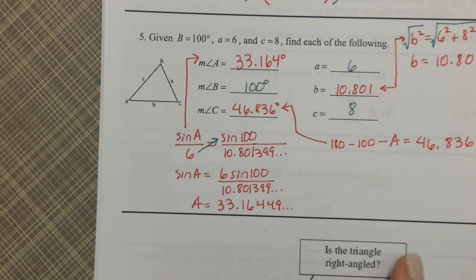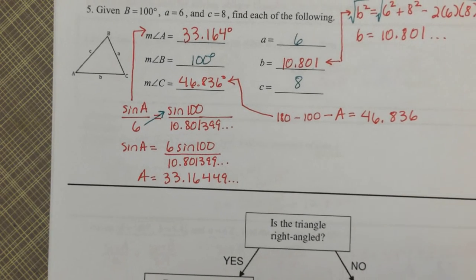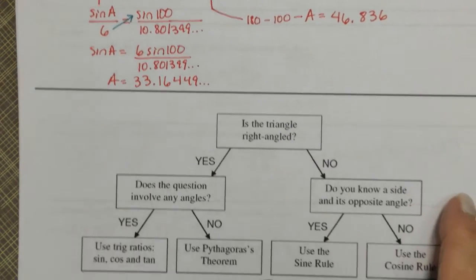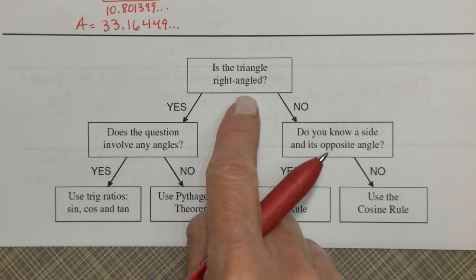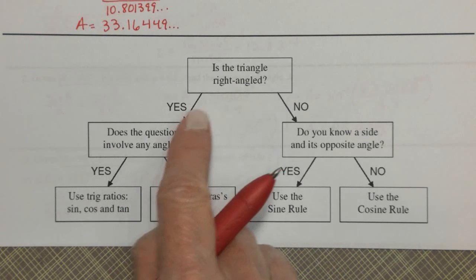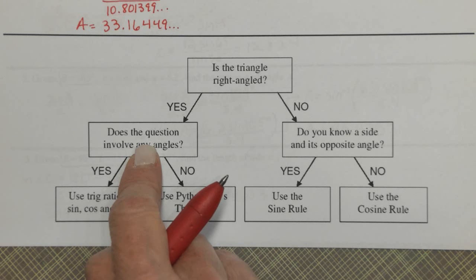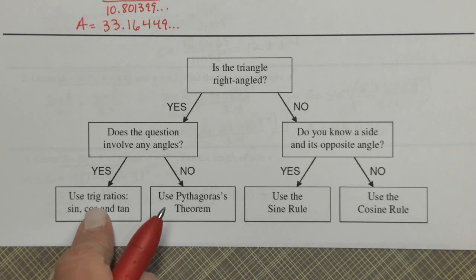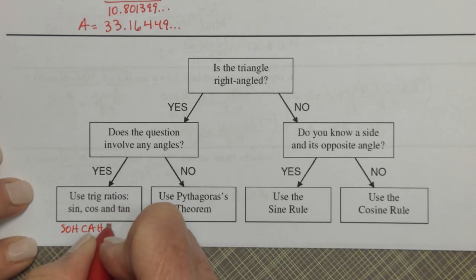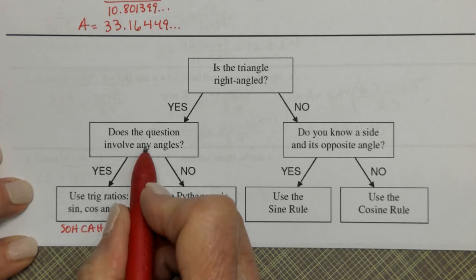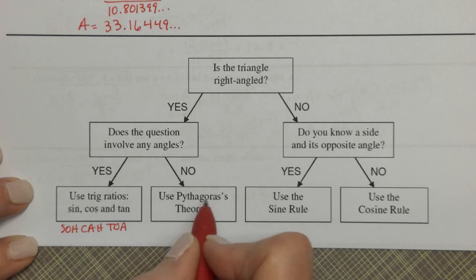So, law of cosines, a little bit longer than law of sines, but not too bad. Okay, down here on the bottom, I found this online. I kind of liked it, a little flow chart on solving triangles. This is how to solve a triangle. Ask yourself these questions. Is it a right triangle? If so, does it involve any angles? If so, use your trig ratios, SOHCAHTOA. Okay? If not, if no angles, use Pythagorean theorem.